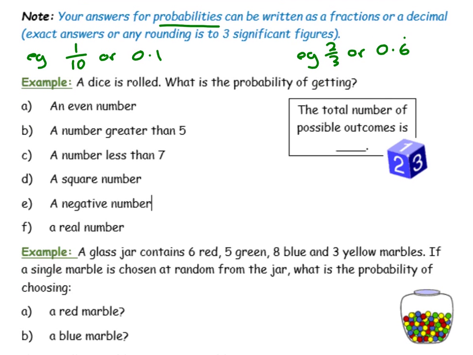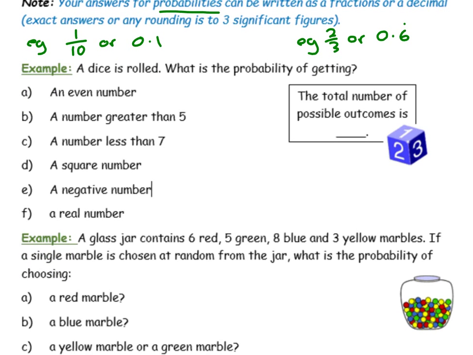So now let's look at this example. A dice is rolled. What's the probability of getting an even number? First of all, think of what's going on here. The total number of possible outcomes when you roll a dice is 6 in total. So that becomes your denominator. By an even number, we mean 2, 4, and 6 on a dice. So the probability of getting an even number is 3 out of 6. Don't forget to simplify your answers. That 3 out of 6 simplifies to 1/2.